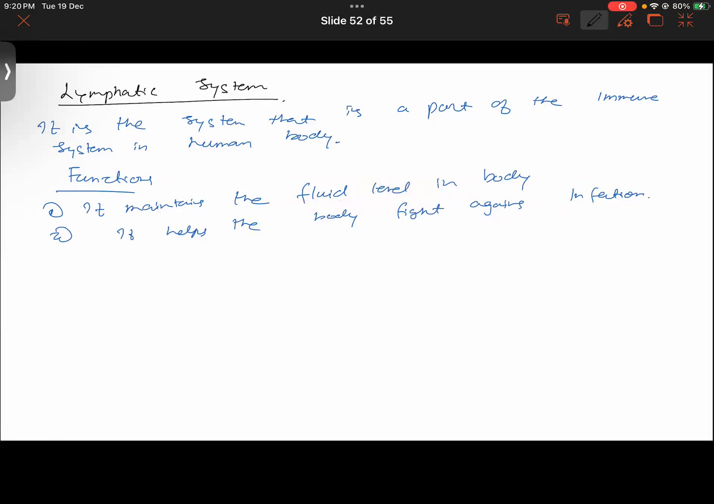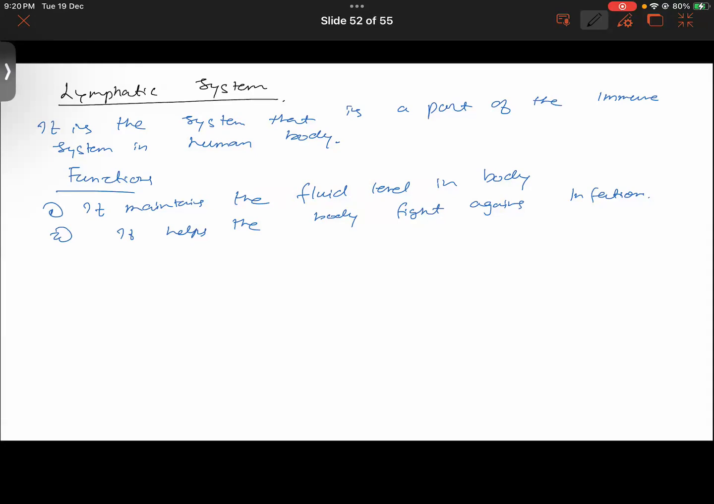By fluid, what do I mean? I basically refer to the fluid in the body, the watery medium. Getting it now? Does plasma count in the lymphatic system? I think plasma doesn't count in it. Okay, sir. So it maintains the fluid level in the body.